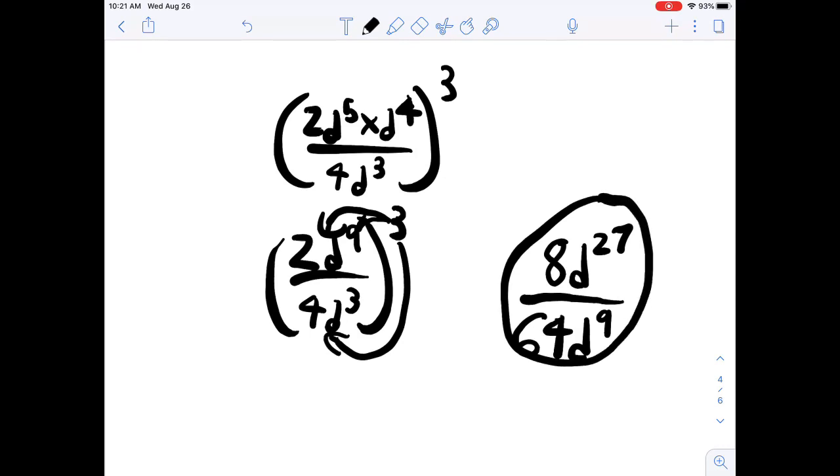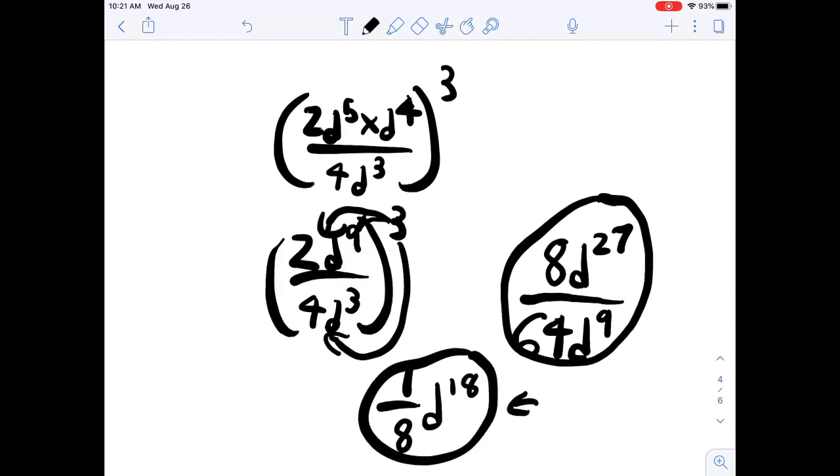And like I said in the last example, you can simplify the coefficients. So 8 and 64 are both divisible by 8, so that can become 1 over 8, and then we subtract the exponents. So 27 minus 9 would be 18. So 1 over 8 times d to the power of 18. And this is our final answer.